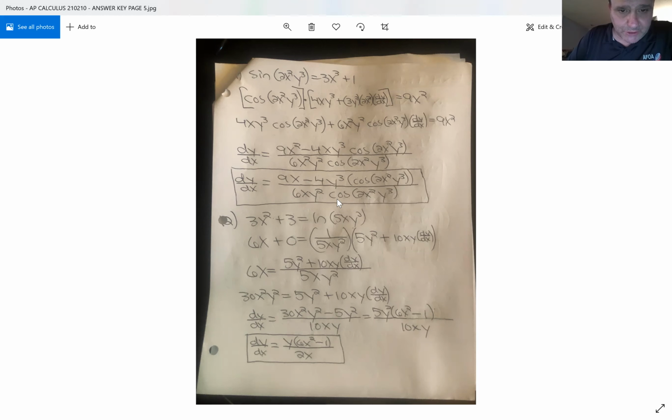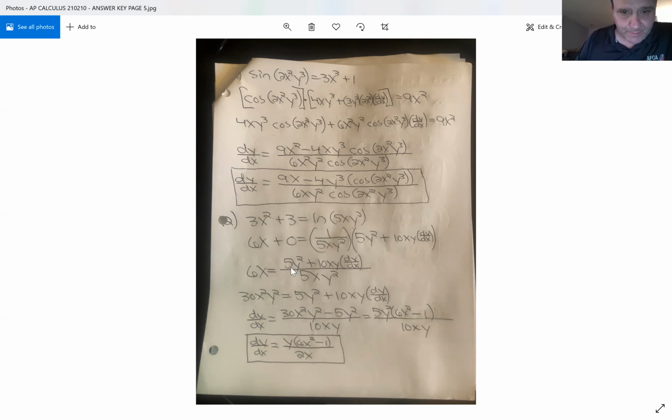And the last one is just a natural log. 6x plus 0. The derivative of the natural log of 5xy squared is 1 over 5xy squared. And then you've got a chain rule of 5xy squared. So it's 5y squared, and times 2y times 5x. That's 10xy. And you can add in the dy/dx.